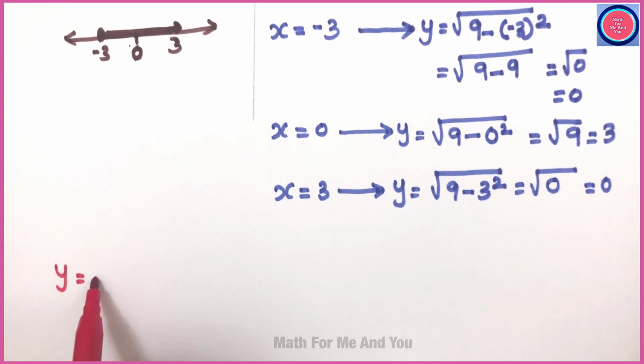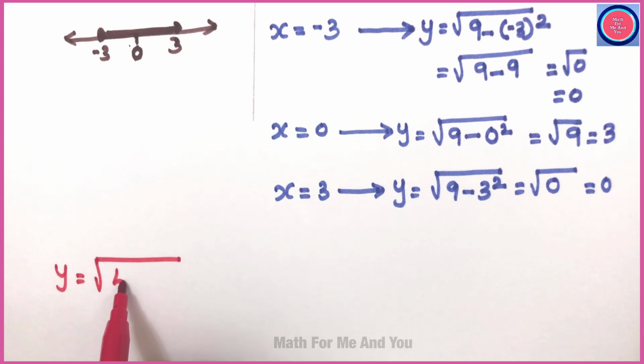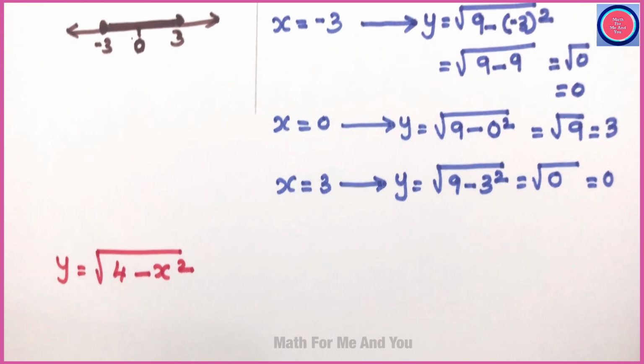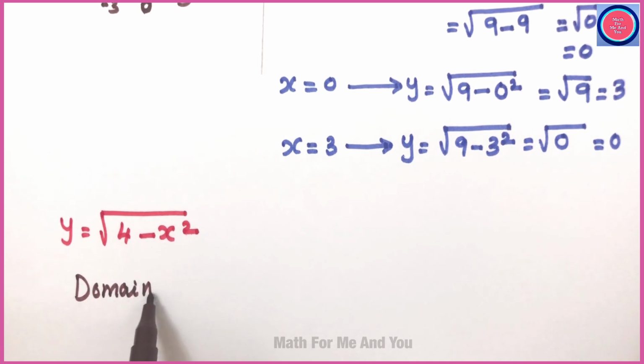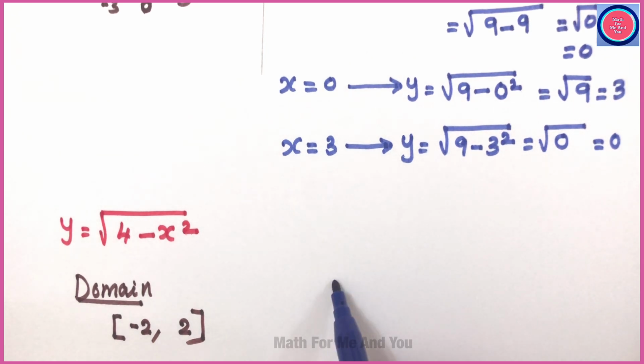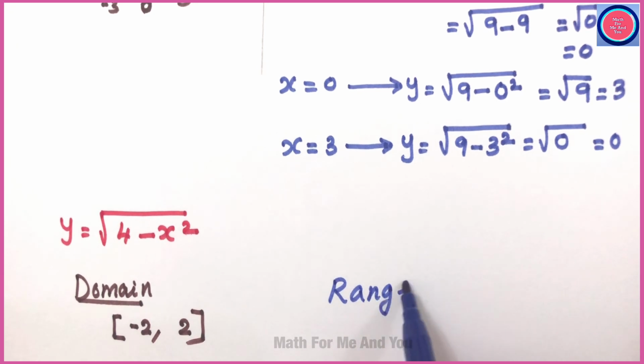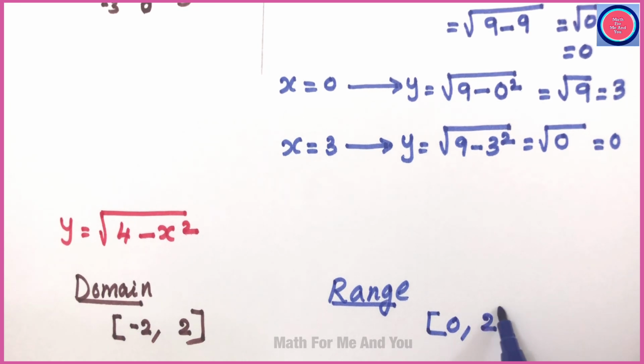Similar functions if we get, we can quickly write the domain and range of such functions. For example, y equals square root of 4 minus x square. Can you write the domain of this function? Any idea? Yes, the domain of this function is the closed interval from minus 2 to 2, because root of 4 is 2 and minus 2. Then what about the range? y gets the values from where to where? Any negative value? No, only from 0 to 2.